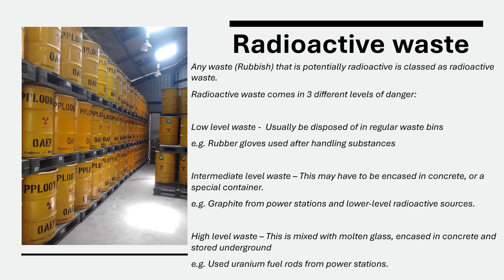Intermediate level waste may be encased in concrete or a special container. And this could include graphite from power stations and low-level radioactive sources. And then we have the high-level waste. Now this is more dangerous and has to be mixed with molten glass and cased in concrete. It's usually stored underground. And this might include uranium fuel rods from power stations.